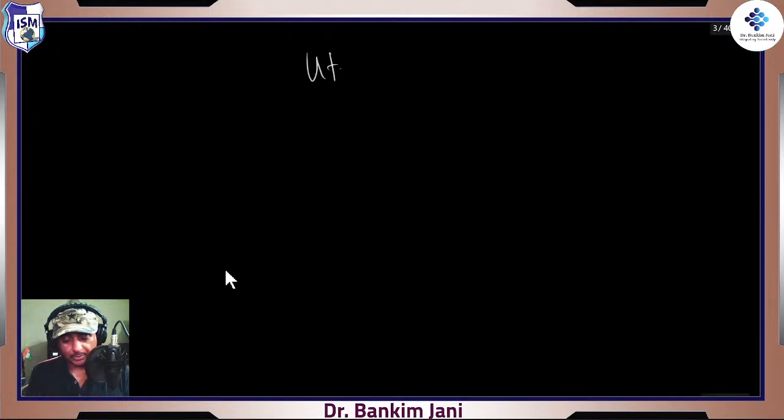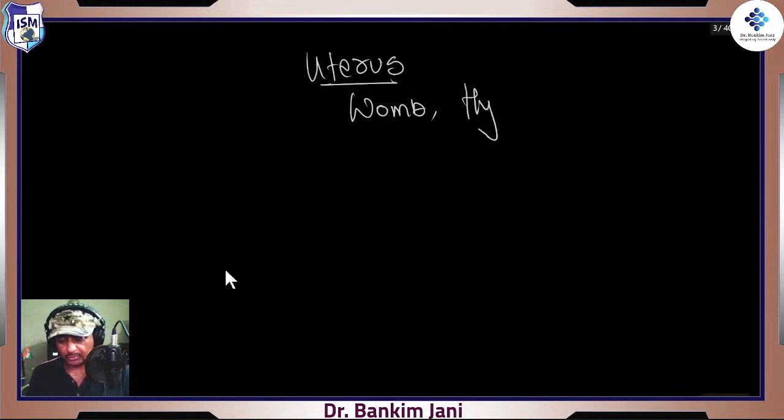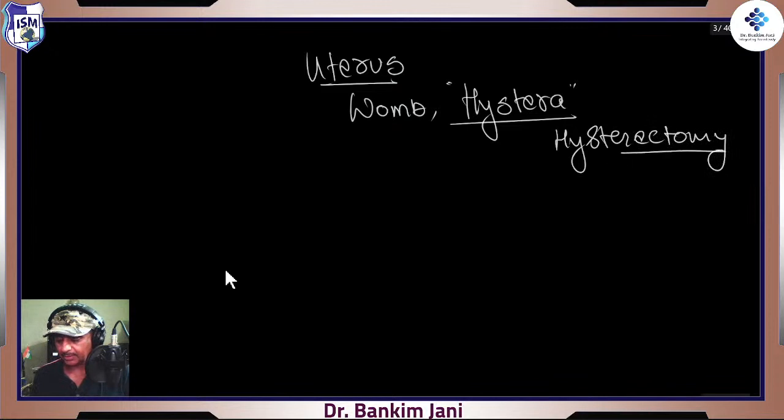Now, when we talk about uterus, in layman's terms it's also called the womb, where the baby develops. It's also called the hystera. That's why surgeries like hysterectomy, that is ectomy, removal of the organ. For example, splenectomy is the removal of spleen. So tomy means to cut, and ectomy means cut and remove. When the uterus is removed, that is what is called hysterectomy. So this is the word which is associated.